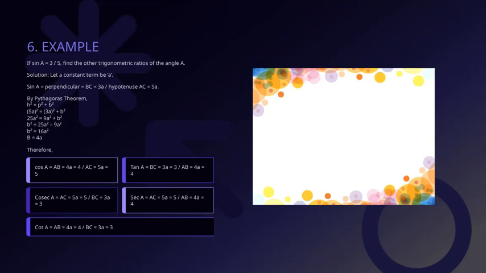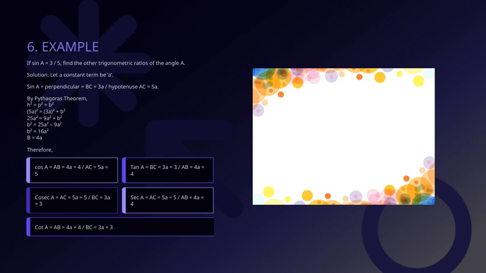Let's walk through this example to understand how to find the other trigonometric ratios when given sine A. So, we're told that sine A equals 3/5, which is 3 divided by 5. This means that in our right triangle, the side opposite angle A, which we'll call BC, is 3 units, and the hypotenuse, AC, is 5 units. To make our calculations easier, we'll introduce a constant term, a. So, we set BC to 3a and AC to 5a. This helps us keep track of the ratios clearly.